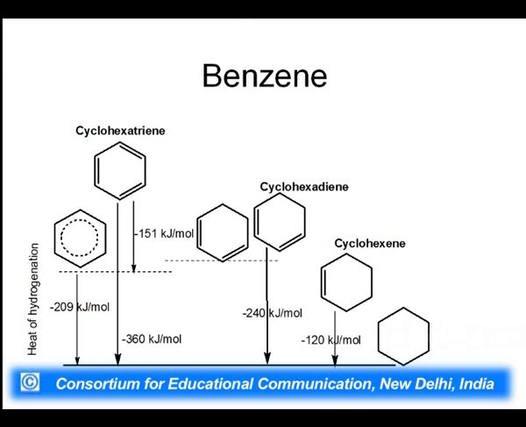Secondly, it should have alternate double and single bonds which must be localized if there is no resonance. Localized means that one bond of benzene will be longer, the other will be shorter, the shorter one is a double bond, then the third one will again be longer, the fourth one will be shorter, and so on. This is not the case because of the phenomenon of resonance.